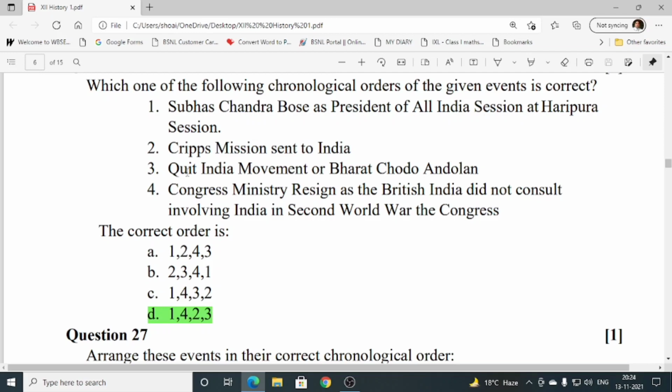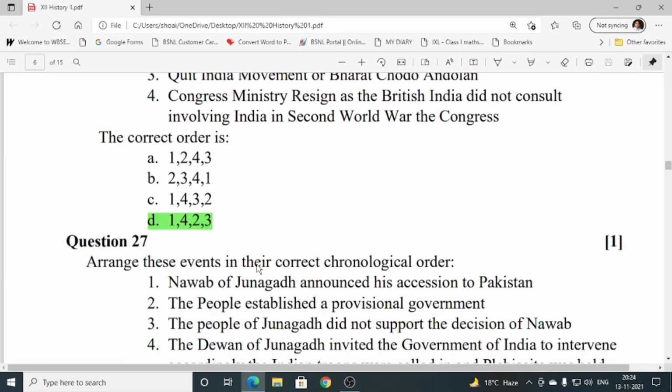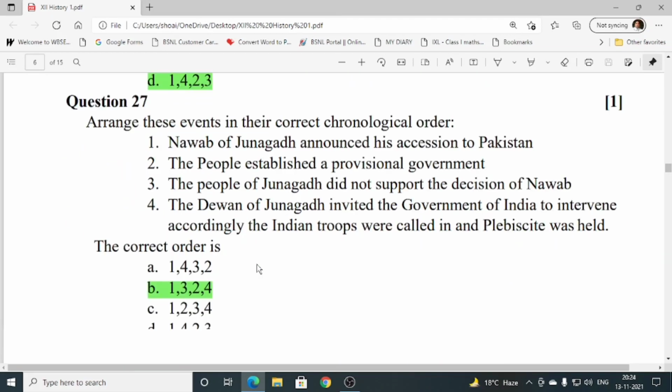Then the third one, that is last one, is Quit India Movement or Bharat Chhodo Andolan was started. So option D, 1, 4, 3 and 1, 4, 2 and 3 is correct. Once again you have to do the same thing over here. Arrange these events in their chronological order.